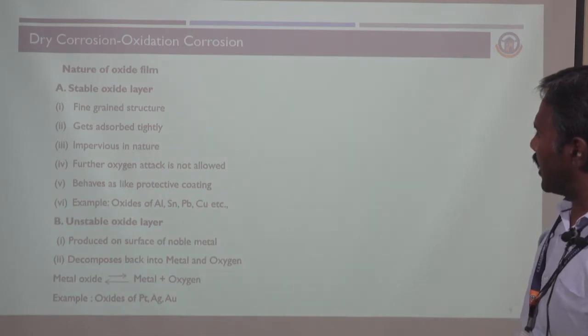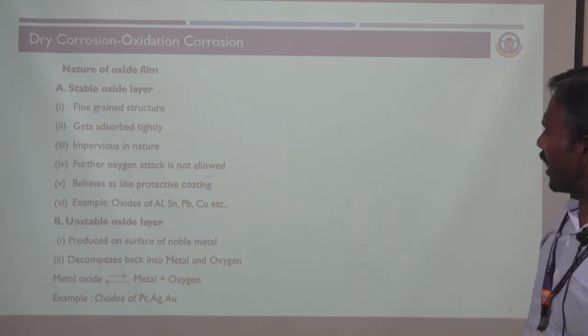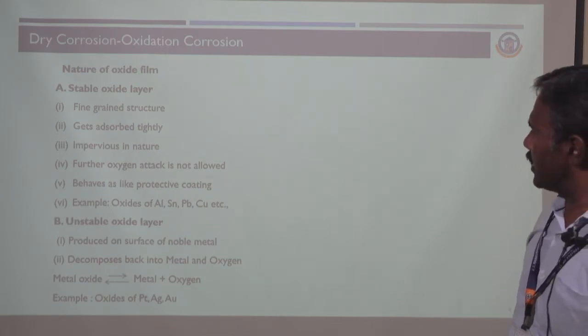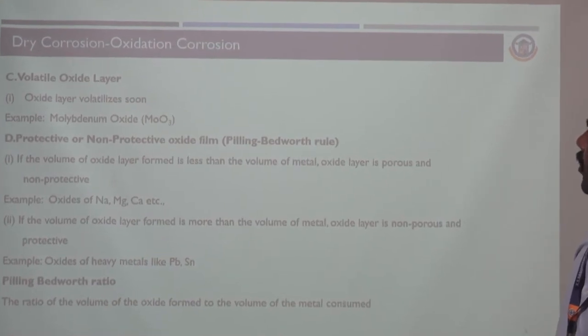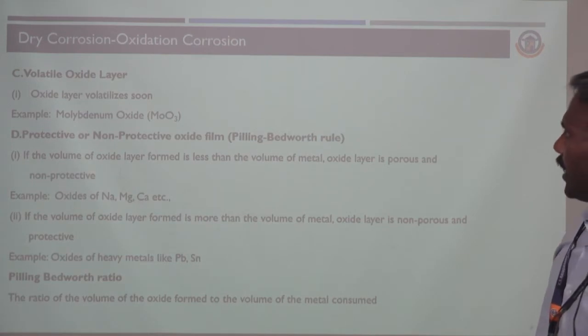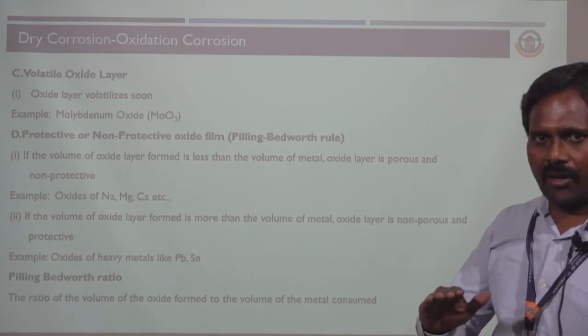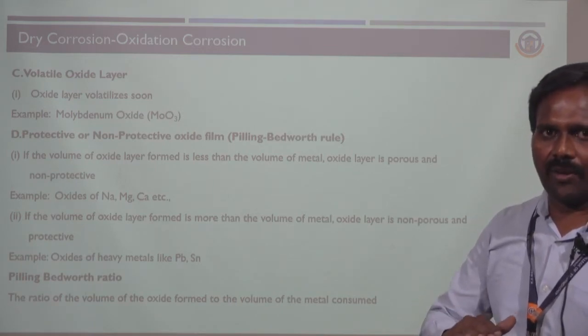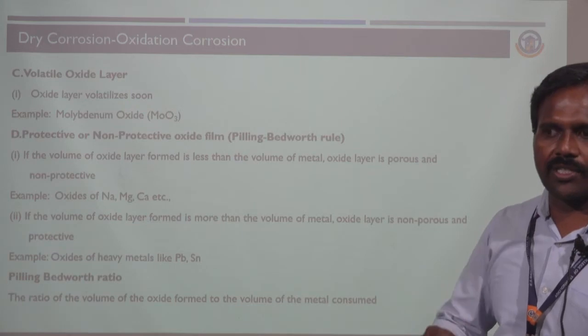Then coming to the unstable oxide layer, this is produced on the surface of metals such as platinum, silver and gold. Here the metal oxide decomposes back again into metal and oxygen, so it is called an unstable oxide layer. And the third one is the volatile oxide layer. In this, the oxide layer will volatilize soon. For example, molybdenum will produce MoO3, and the oxide film formed on the surface of the molybdenum will evaporate soon. So it gives way for further oxygen to attack the surface of the metal.